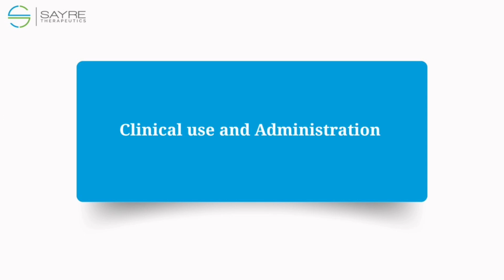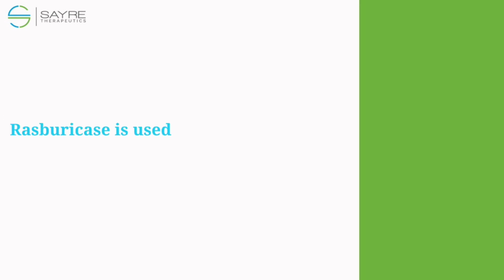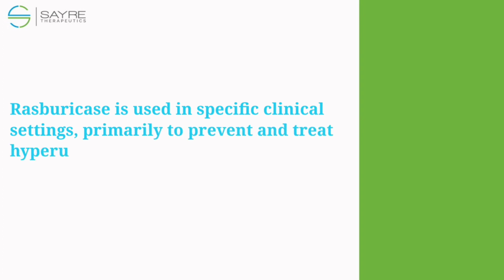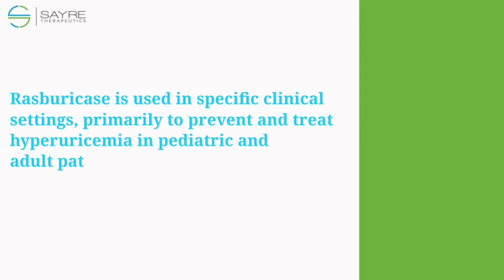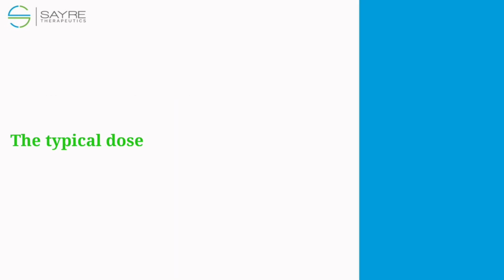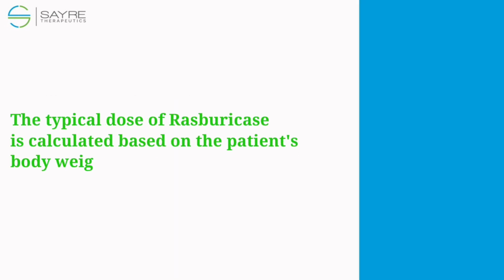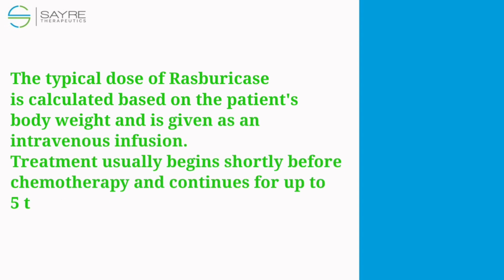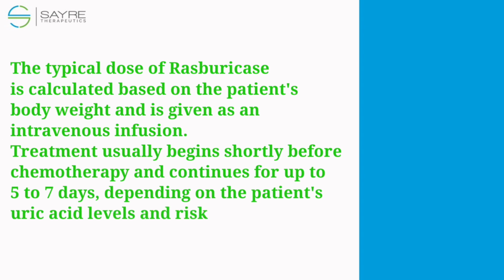Clinical use and administration. Rasburicase is used in specific clinical settings, primarily to prevent and treat hyperuricemia in pediatric and adult patients receiving chemotherapy. The typical dose of Rasburicase is calculated based on the patient's body weight and is given as an intravenous infusion. Treatment usually begins shortly before chemotherapy and continues for up to 5 to 7 days, depending on the patient's uric acid levels and risk factors.